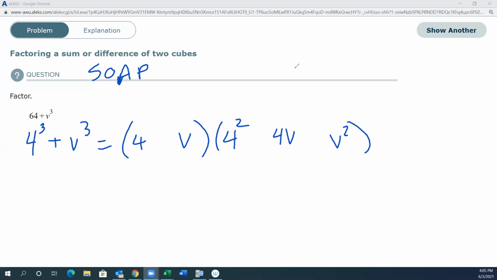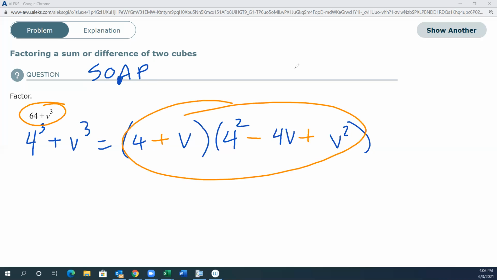Okay, now the question is, what goes there, there, and there for signs? This is where the soap comes in. The first sign is the same, S for same. The same is what you had to begin with. So plus. The next sign is opposite of that, of whatever you started with. And the last sign is always positive. And if you go y1, y2, which you really should be doing every time, check it on your calculator, you'll find, yep, they match up. How about that?